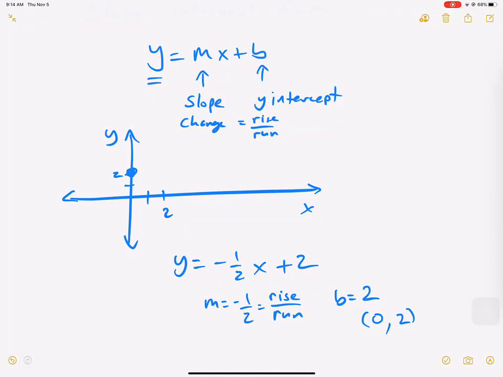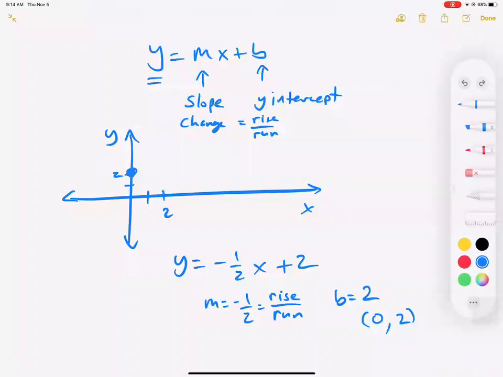And then our slope, our rise is negative 1. So it means we're going to go down by 1. I'm going to use a different color there. Our rise is negative and our run is positive 2. Here's our next point. We have 2 points, so we can draw a line. Let me use a ruler.